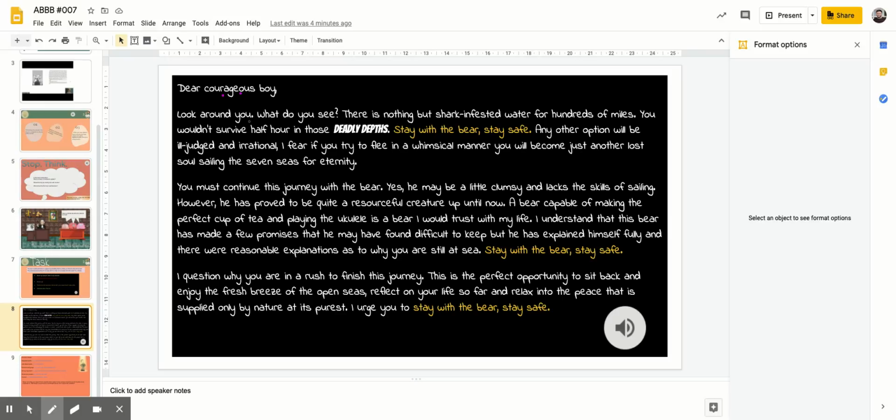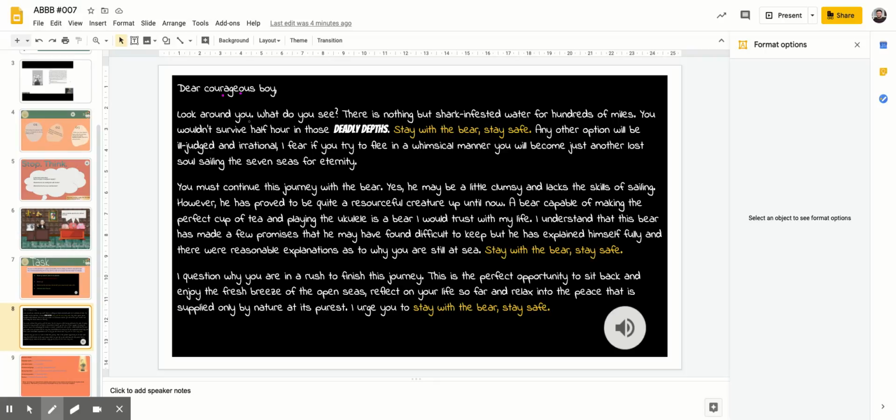It's an instruction, isn't it? Look around you. So if I were to deliver this to him, I actually wanted him to look around. I wanted him to realise the situation that he was in. I then asked him a rhetorical question: what do you see? Well, I know what he's going to see, nothing but water for miles and miles around. But I wanted that reality to really hit hard because I'm trying to persuade him to stay with the bear.